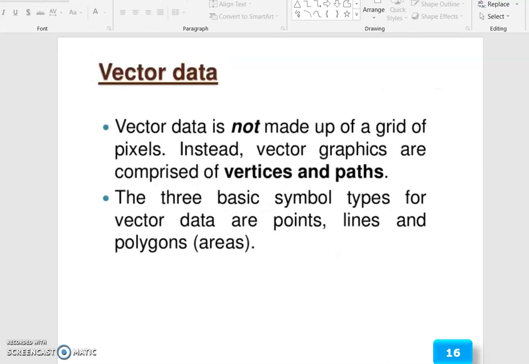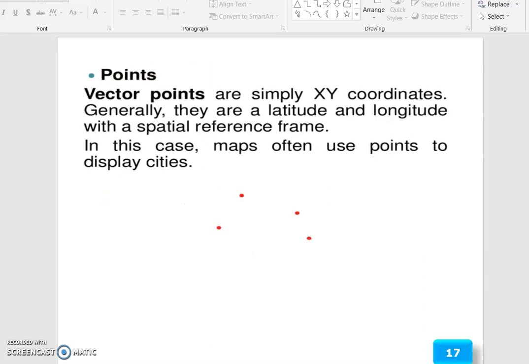The vector data is not made up of a grid of pixels. Instead, vector graphics are comprised of vertices and paths. The three basic symbol types for vector data are point, line, and then polygon, like an area. The point vectors are simply XY coordinates. Generally, they are a latitude and a longitude with a spatial reference frame.